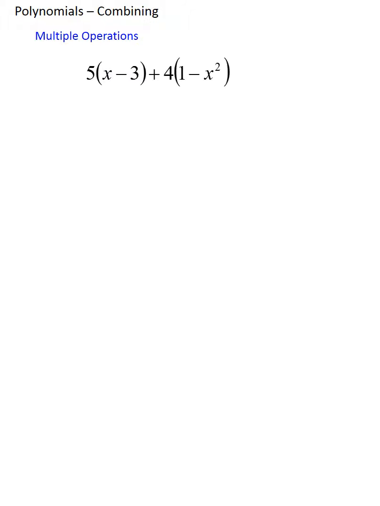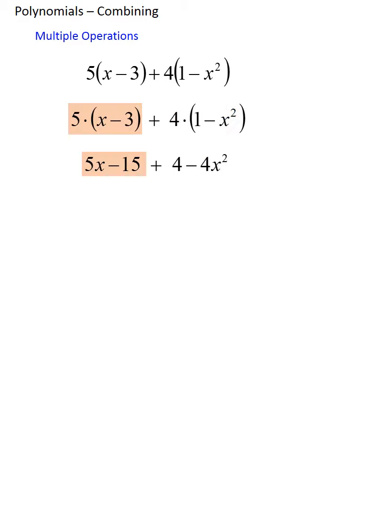Sometimes a polynomial problem will have multiplication and addition in it, or even multiplication and subtraction. Now you don't see a multiplication sign here, but it's assumed that there's a multiplication between the parentheses and the numbers in front of them. So what do we do in the order of operations when we have two multiplications and an addition in the same problem? Well, as you'll recall, multiplication comes first. So I did this multiplication using the distributive property, and I did this one likewise. And now I've done my multiplications, I'm ready to add.